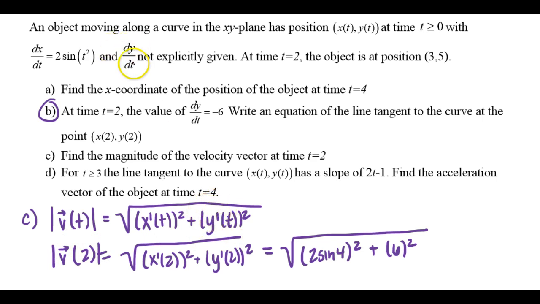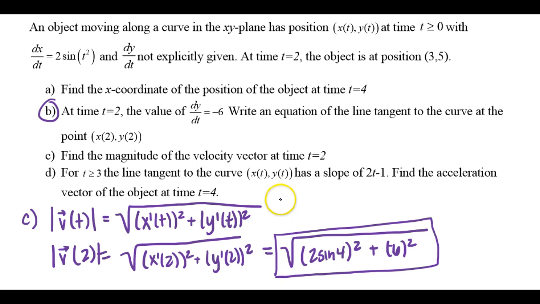We don't have dy/dt, but we do have enough information at 2. We know that that quantity is negative 6, actually. Sorry about that. So that should have been a negative right there. But either way, the quantity is squared. So this is my magnitude at time t equals 2.